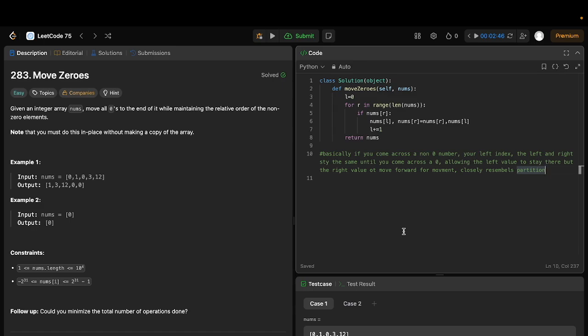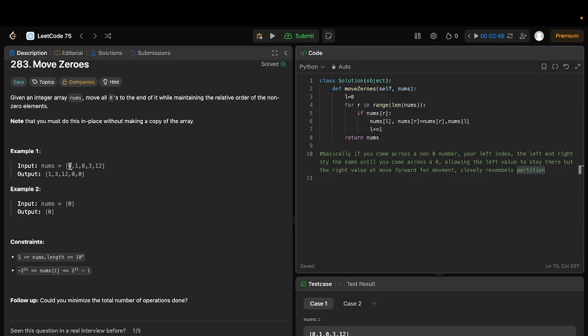So, given the integer array nums, move all zeros to the end of it while maintaining the relative order of non-zero elements. Note that you must do this in place without making a copy of the array. This is very important, and it's another reason why the solution might come to mind. As you can see, we have our input 0, 1, 0, 3, 12, and our solution is 1, 3, 12, 0, 0. All we do is move these two zeros to the end. And when we have a single zero, all we do is return 0.